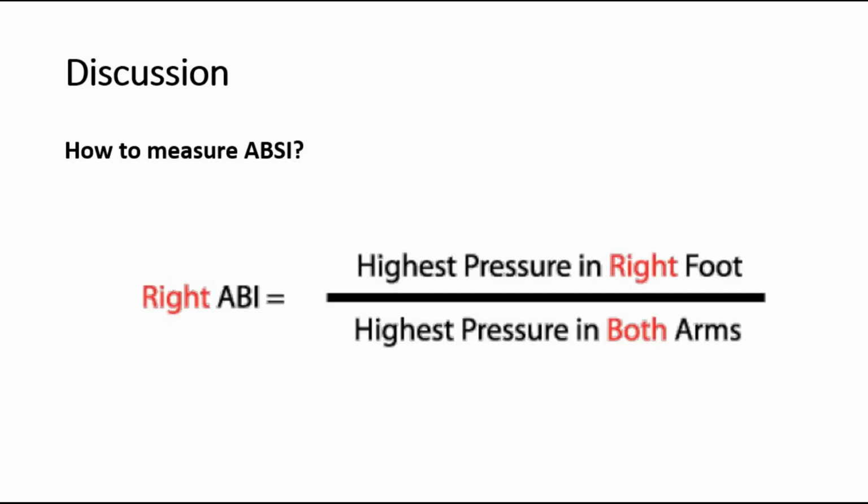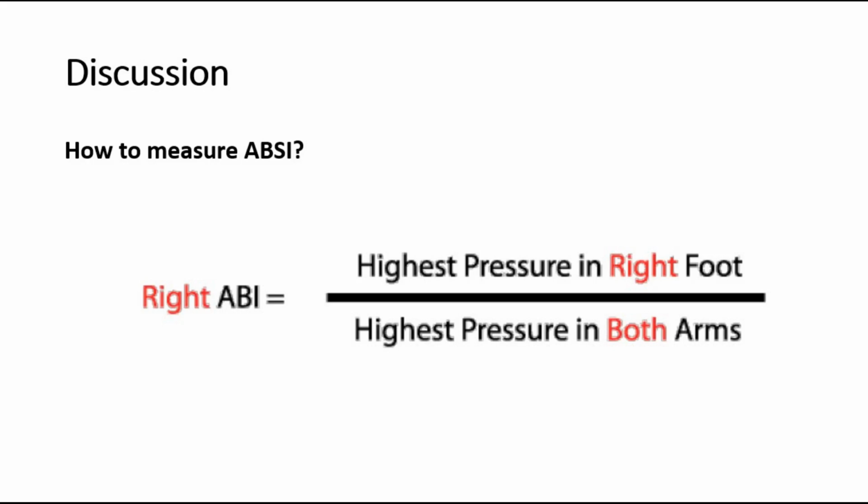So after measuring the brachial pulse and also ankle pulse, this is the formula to calculate the ankle brachial systolic index. So the formula is shown over here. The calculation is done by dividing the higher systolic pressure of either the dorsalis pedis or posterior tibialis of the respective leg. So in this picture here, this is when we measure for the right leg. So the right ABSI will be highest pressure, either dorsalis pedis or posterior tibialis pulse in the right foot, divided by the higher blood pressure of either the right or left arm.